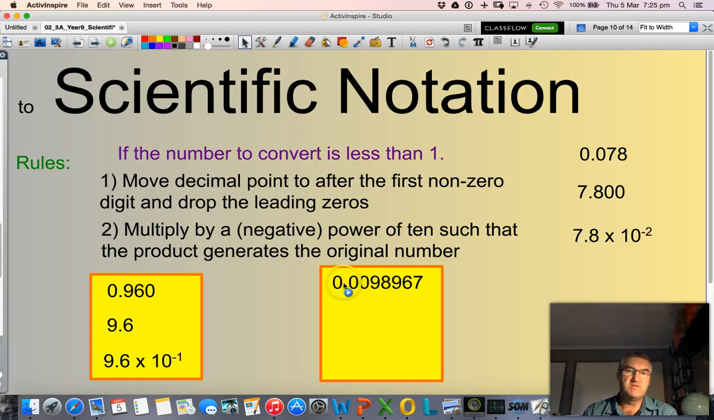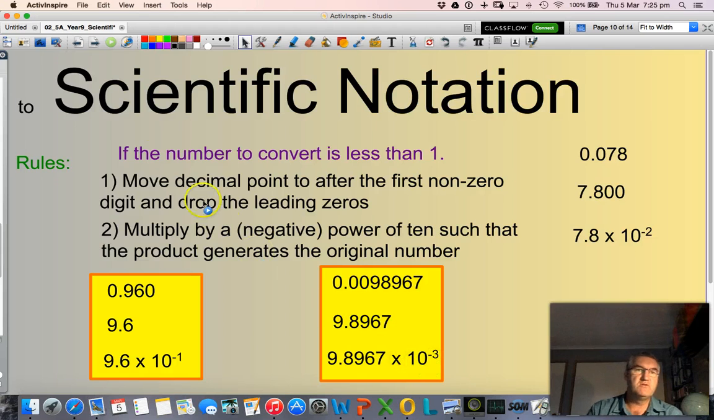Right, look at this one, 0.00098967. First up, write the number by moving that decimal point across to that first non-zero digit. And how many spots have I moved that decimal point across? 1, 2, 3. That will become my index. So there you have it.